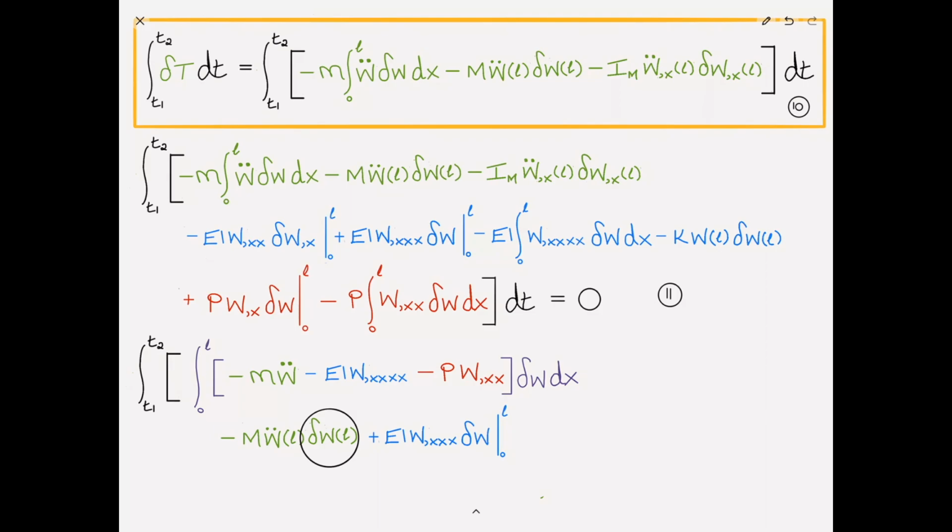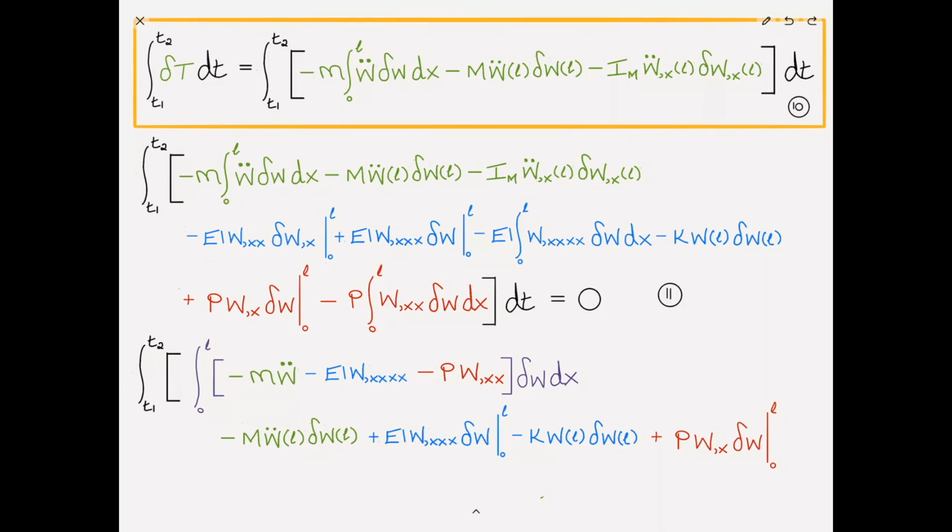The reason for that is this discrete mass and the spring only appear at L, at x equals L. They don't appear at the x equals 0 boundary. I suppose I could have written it like this with L and no lower limits, but I don't want to confuse you. These are all boundary terms as if I had written it that way. Okay, and we're going to add to this the spring contribution minus k w at L del w at L. And I've got one more plus P w comma x del w at 0 and L.